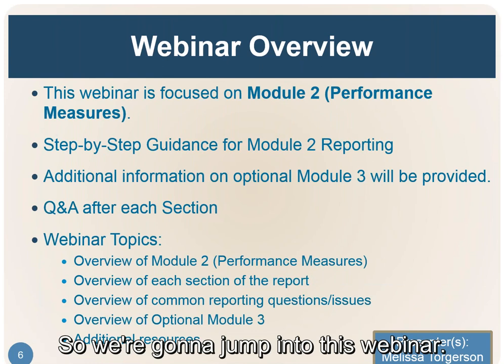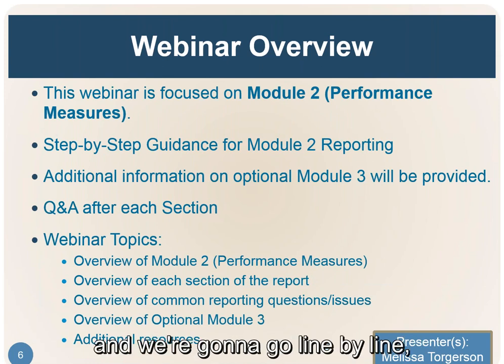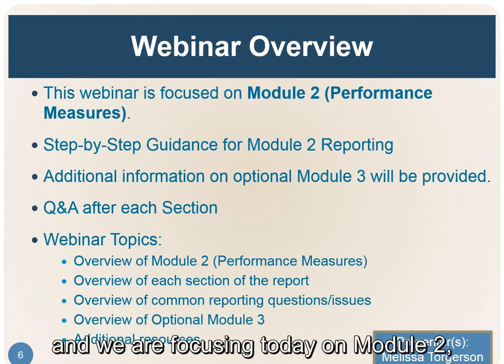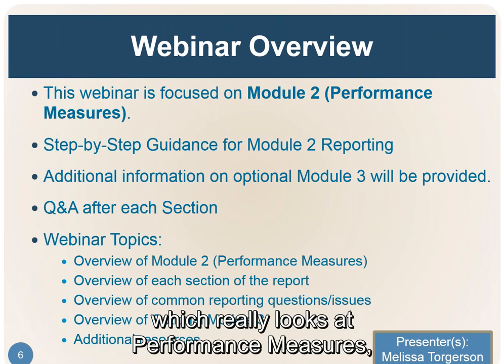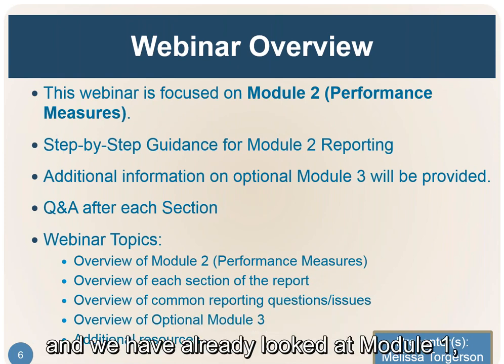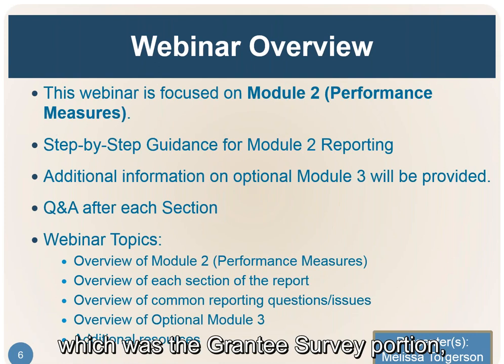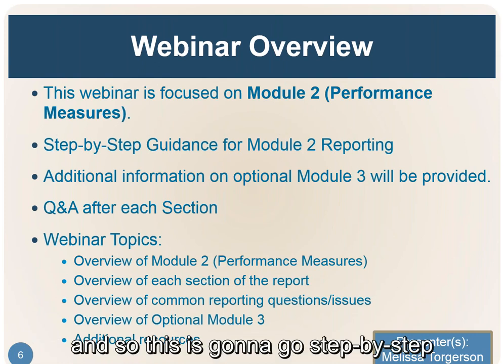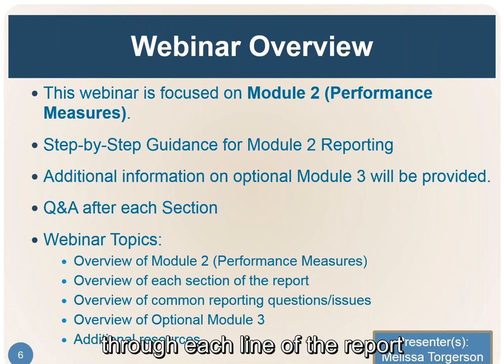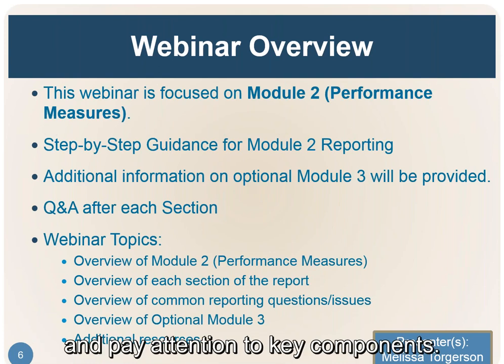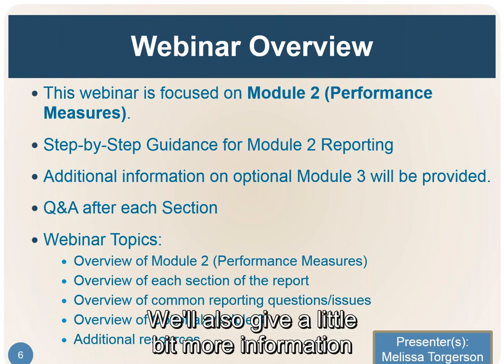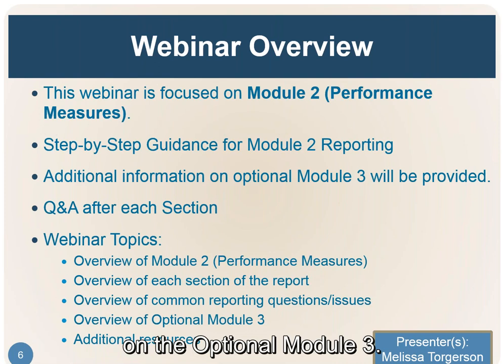So we're going to jump into this webinar. We have 90 minutes, and we're going to go line by line. We are focusing today on Module 2, which really looks at performance measures. We have already looked at Module 1, which was the grantee survey portion. So this is going to go step by step through each line of the report and pay attention to key components. We'll also give a little bit more information on the optional Module 3.